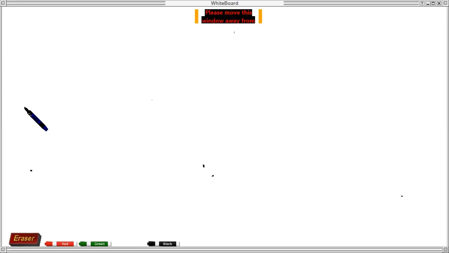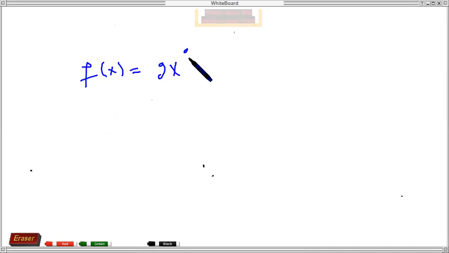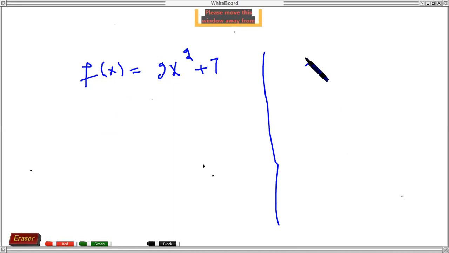Okay, so increase decrease function. Let's suppose the first function is f of x equals 2x square plus 7x plus 7. The second function is given like f of x is equal to 10 minus 10x.